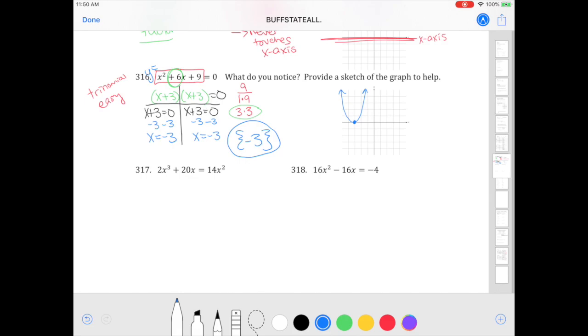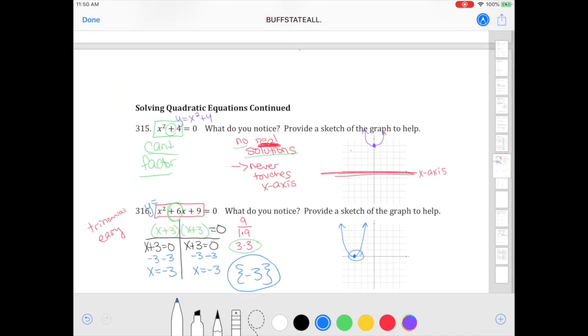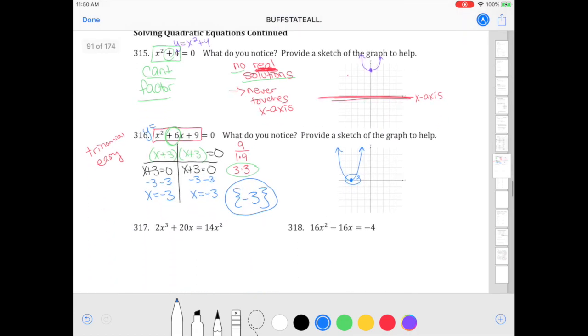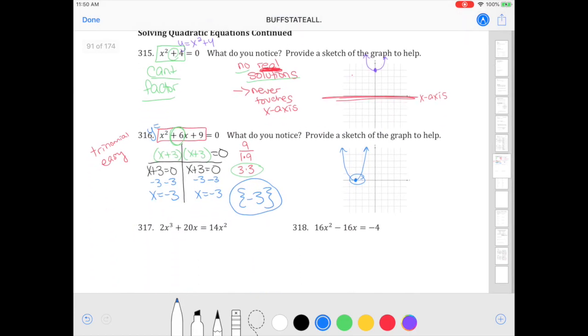Honestly, I think the graph's a little bit wider, but this is the important part. It crosses the x-axis at -3. That's what I want you to notice. It only touches once. The one before it didn't touch at all, and the first two that we did touched it twice. So those are your 3 different scenarios you can have when graphing a parabola.